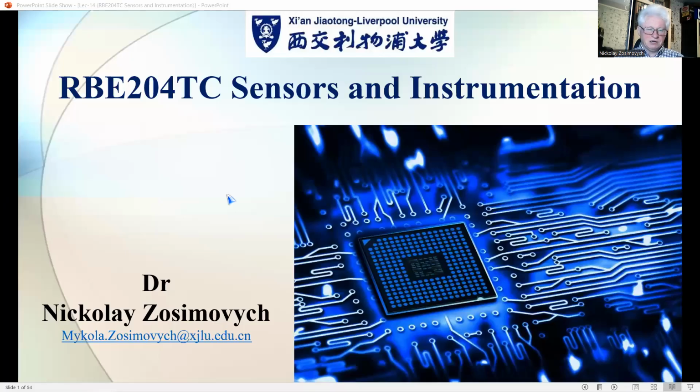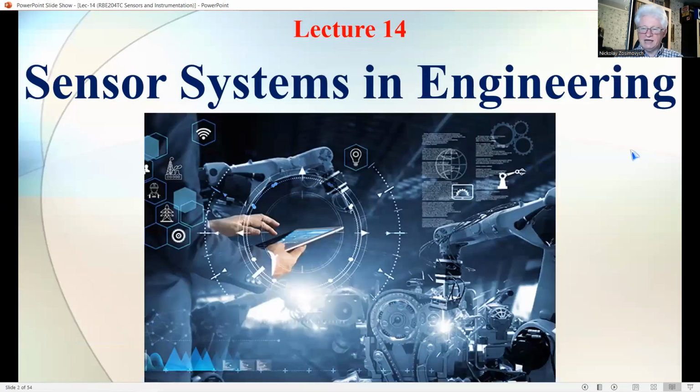Today we have lecture number 14. The topic of our lecture is sensor systems in engineering. Sensors like semiconductor strain gauges, tachometers, RTD temperature sensors, cameras, and piezoelectric accelerometers are needed to measure, or as we can say, sense unknown signals and parameters of an engineering system and its environment.